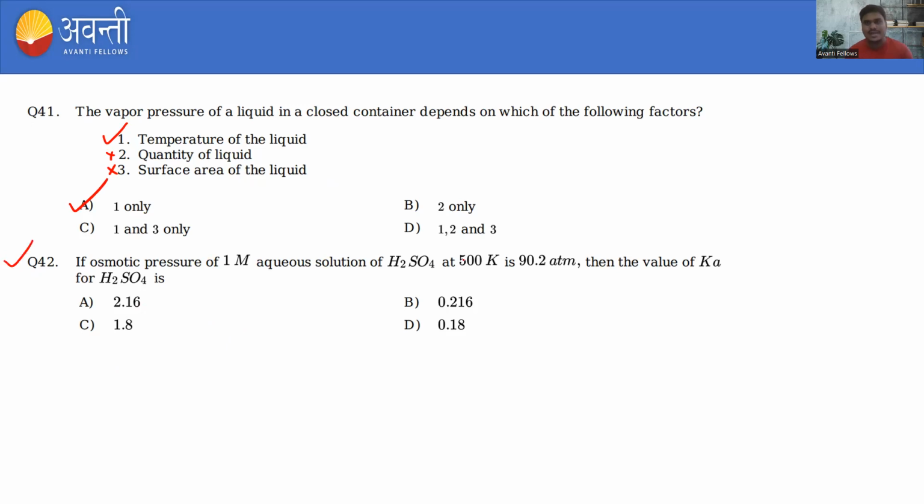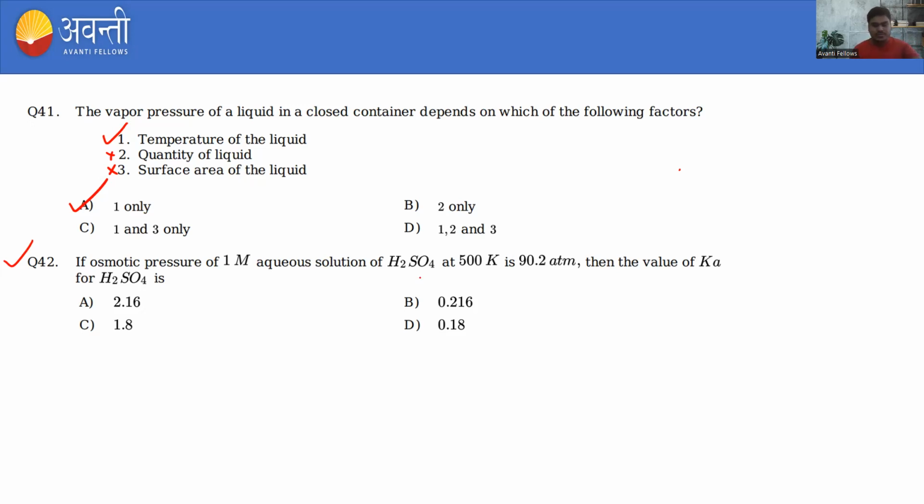This question is very important. We have to find the value of Ka for H2SO4. This question is from the solution chapter. If the osmotic pressure of the 1 molar aqueous solution of H2SO4 at 500 Kelvin is given, then what is the value of Ka? How will you start this question? This one is very important.